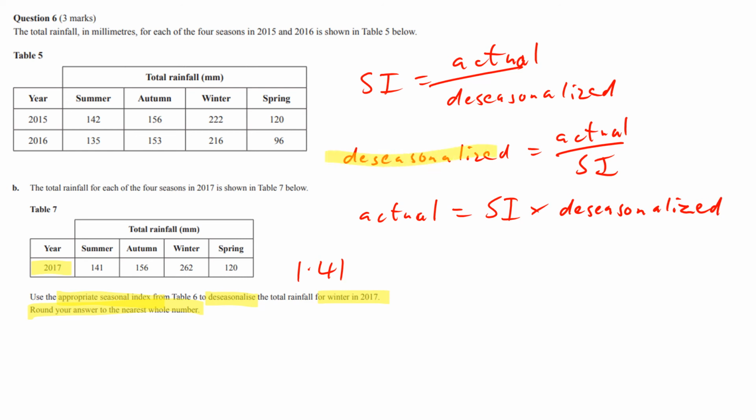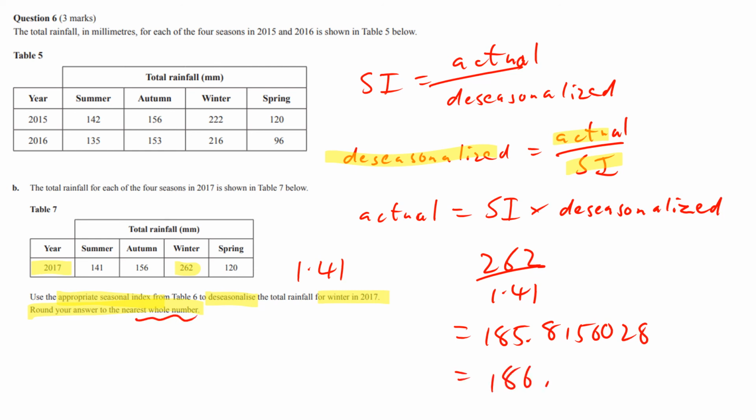The one we want is to get the deseasonalized, so we need to do actual over SI. So our actual is 262, so we're doing 262 over 1.41, and what you'll get is 185.815608, but it said to the nearest whole number, so that equals 186 millimeters.